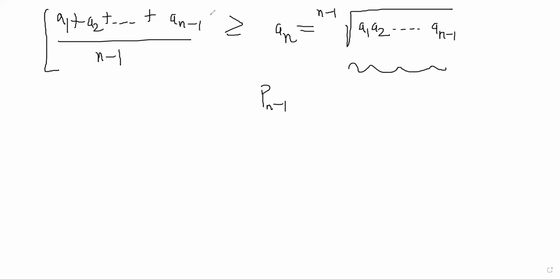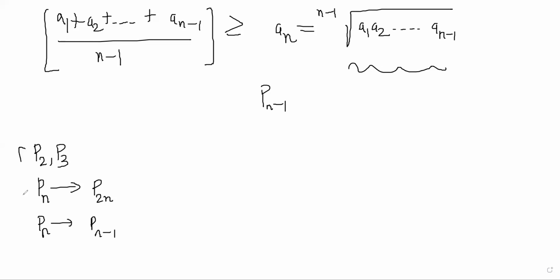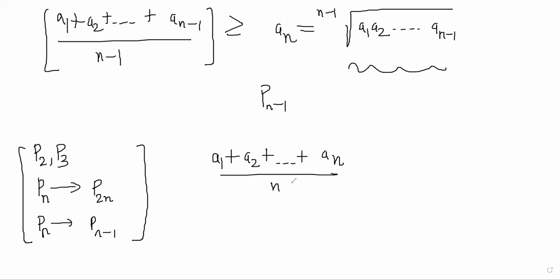If you think about it, this is n minus 1 variables AMGM, right? So what I have done is I have proved P2. I have proved that from Pn you can imply P2n, and I have also proved that Pn implies Pn minus 1. And that completes our induction process. And now we have the generalized AMGM inequality with proof. We say that this is always greater than or equal to the nth root of A1, A2 till An, right?